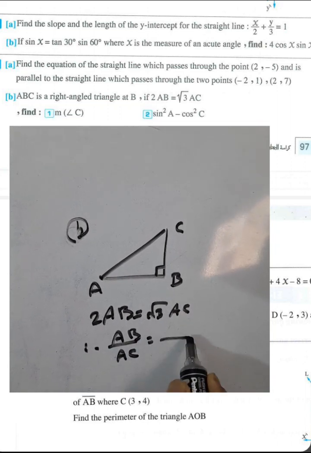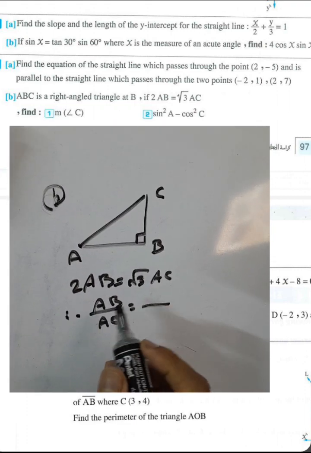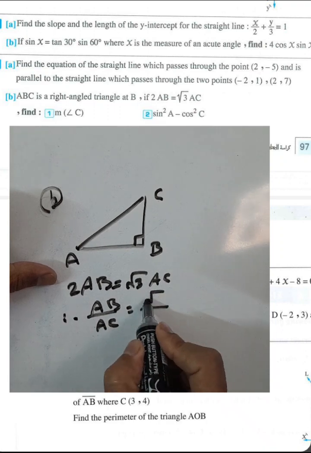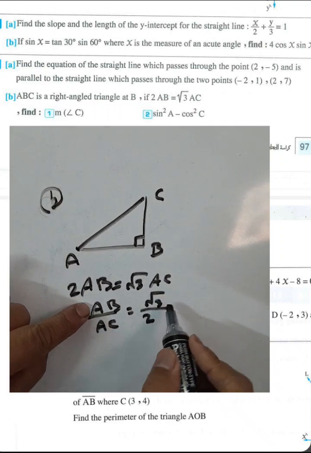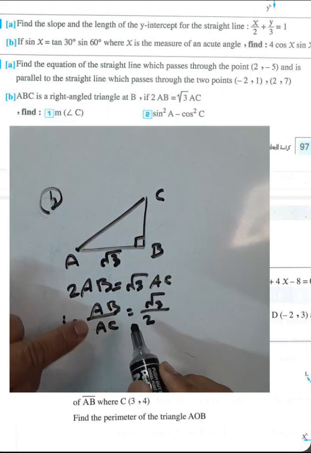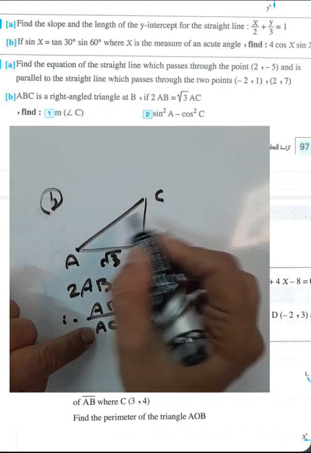We have here the product of extremes equals the product of means. AB times 2 equal AC times root 3. Then you can write AB equal root 3 here, and AC was 2. AC is the hypotenuse, 2.